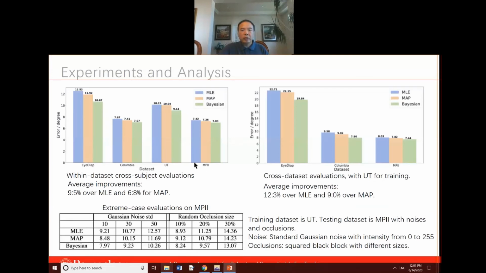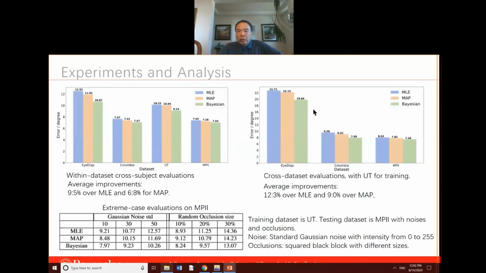So this is the result on 4 benchmark data sets. This is for within data set evaluation. As you can see, the Bayesian methods consistently outperform the non-Bayesian methods. And the performance improvement is more significant for a more challenging data set. For example, for the EyeDiap data set, the Bayesian method's improvement is more significant over the non-Bayesian method. Similarly, the improvement is more significant for the UT data set. These two are more challenging compared to these two data sets. The average improvement of the Bayesian method over the non-Bayesian method is about 9.5% over the maximum likelihood and 6.8% over the MAP. So this is for the within data set.